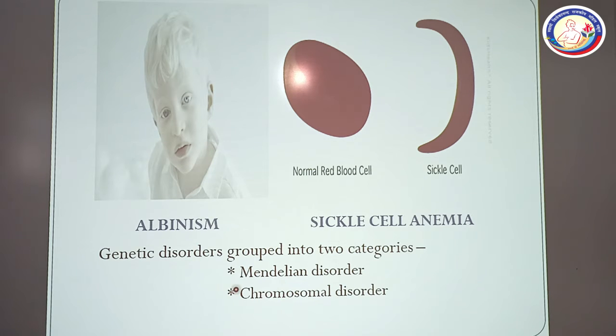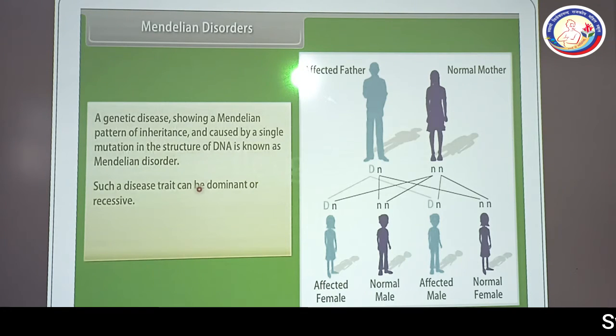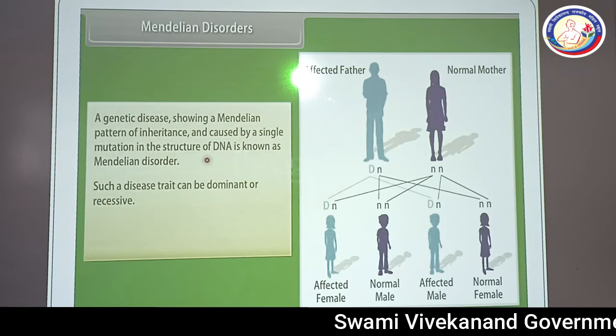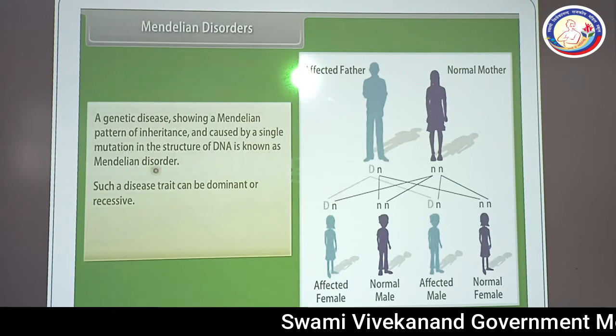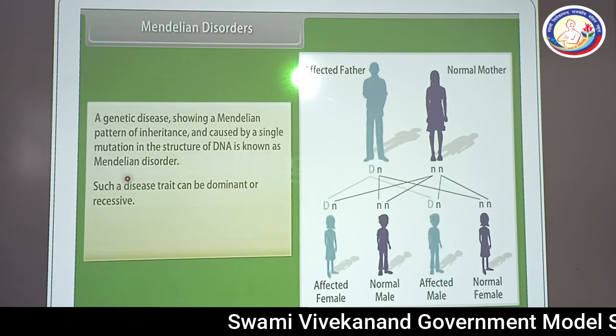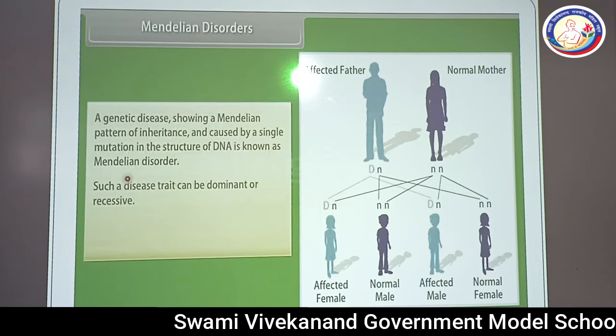The disorder that follows Mendelian genetics is called Mendelian disorder, and the disorder that depends on chromosomal aberration is called chromosomal disorder. Have a look at the figure. Mendelian disorder: a genetic disease showing a Mendelian pattern of inheritance, caused by a single mutation in the structure of DNA, is known as Mendelian disorder. So these are the Mendelian disorders.